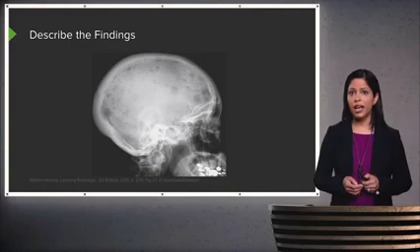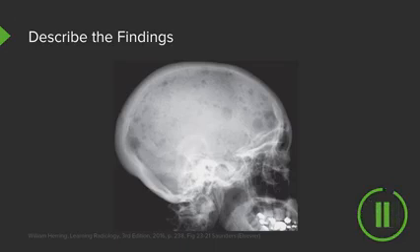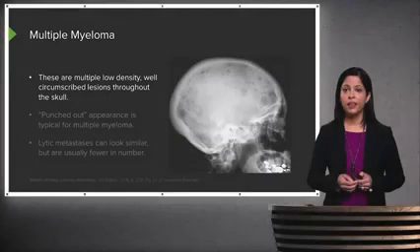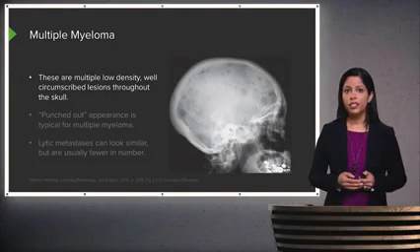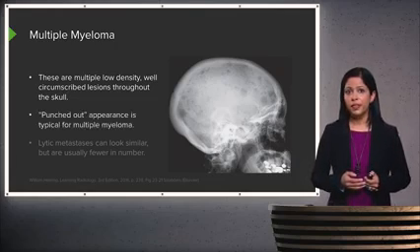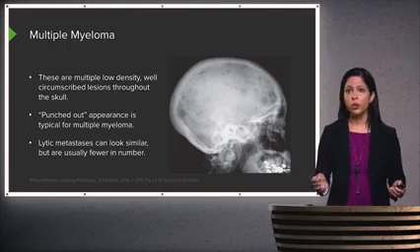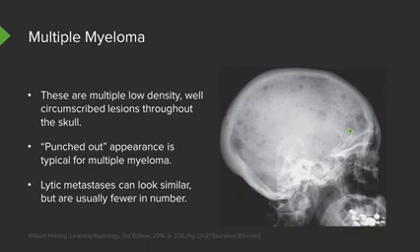Let's now take a look at this lateral view of the skull. What do you see here? This is an example of multiple myeloma. You have multiple low-density, well-circumscribed lesions throughout the skull. This is a very typical appearance of multiple myeloma and is called the punched-out appearance. Lytic metastases can actually look very similar, but they're usually fewer in number. And let me just point out some of these abnormalities. You can see here multiple lucent lesions of all different sizes and scattered all throughout.